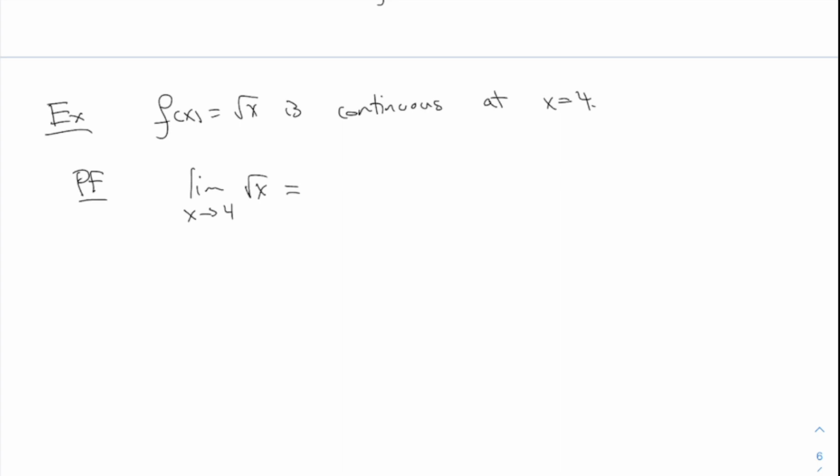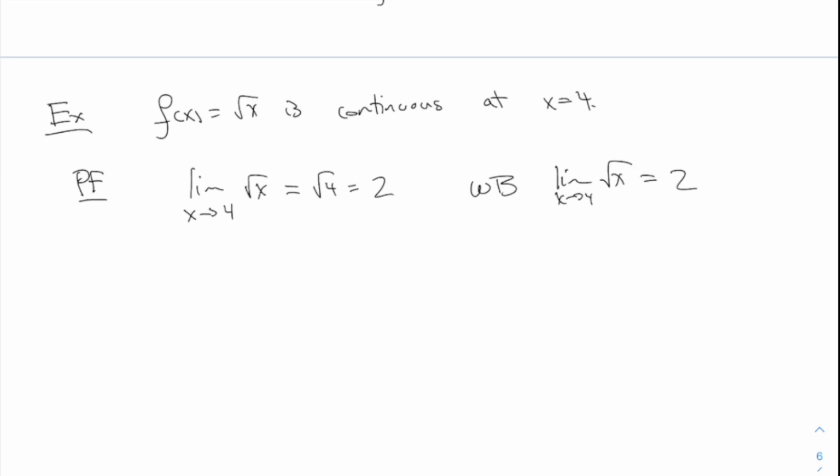I heard some people say f of 4, which is right. f of c would be f of 4, which is the square root of 4, which is 2, right? So over here goes root 4, which is 2. So I want to show the limit as x goes to 4 of root x equals 2.